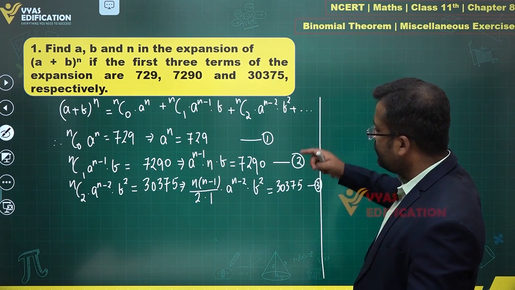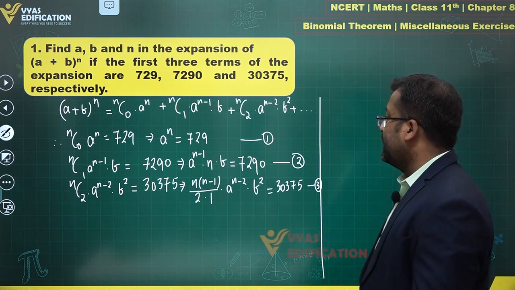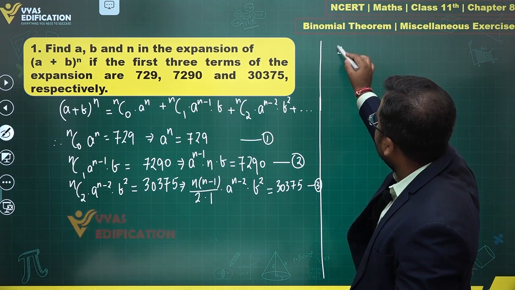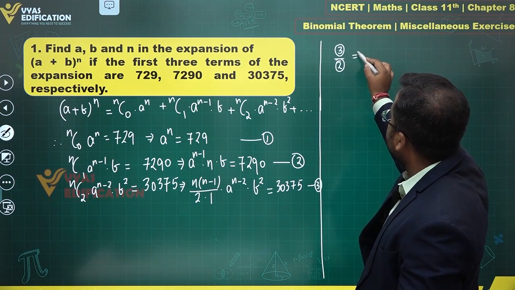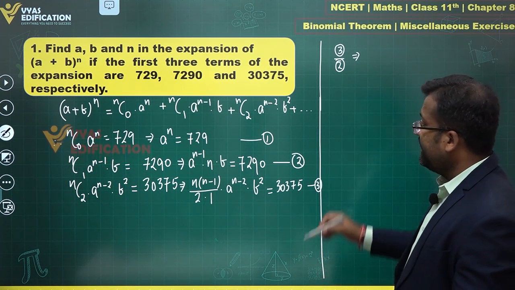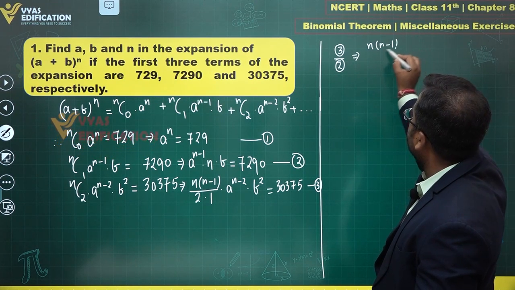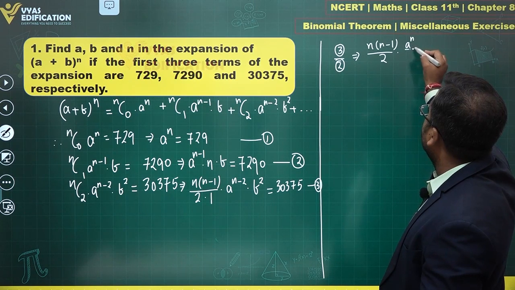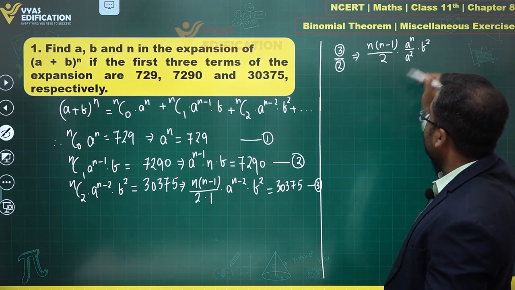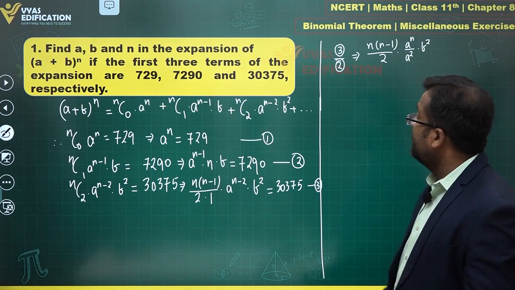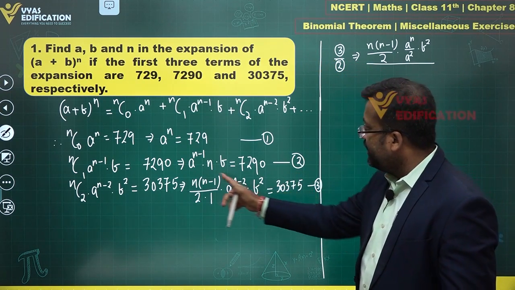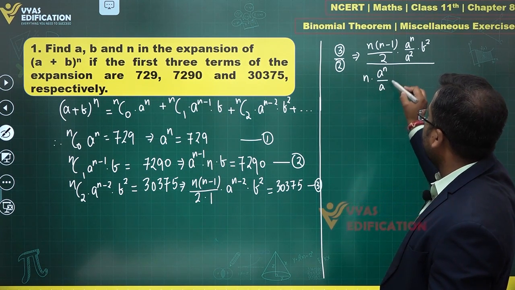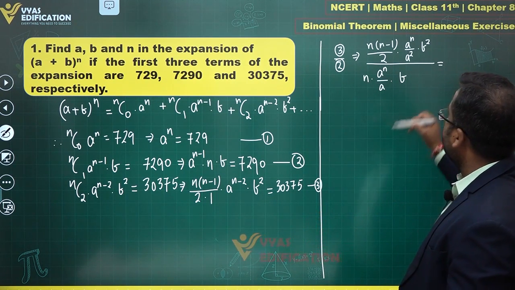Let's divide these two. And see what we get over here. On dividing 3 by 2. Let's divide 3 upon 2. What does that give us? This gives me, let's try to simplify in this manner, n times (n-1)/2 times a^n upon a^2, and then you have b^2 already over here. This is the left hand side. What about the denominator? Denominator of 2 will be a^n over a. Then you have n and you have b also over here. This is equal to what?